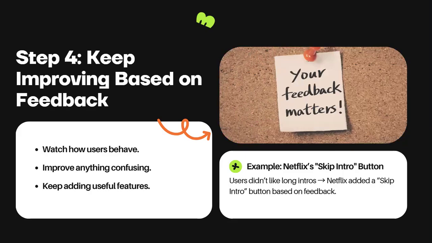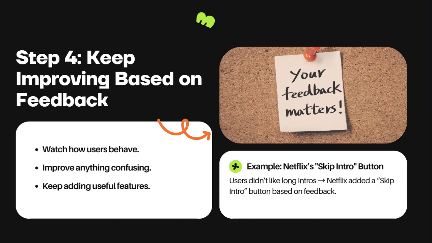Now the last step is improving based on feedback. You're not just researching all this and not implementing. Ensure you implement your feedback. Watch how your users behave. Improve anything that is confusing. Keep adding useful features. Instagram and Facebook are great examples of this. They keep adding new features.